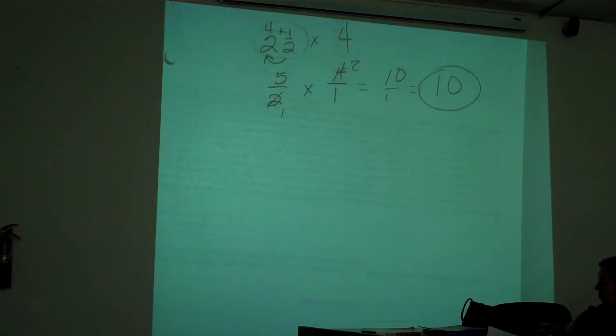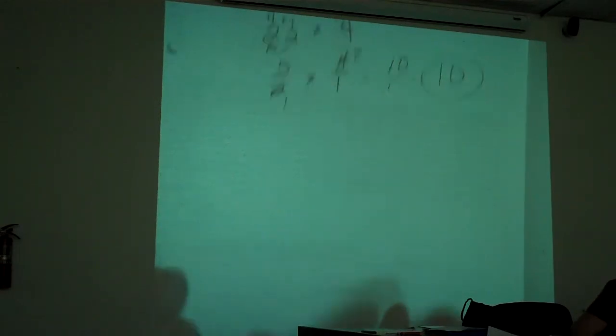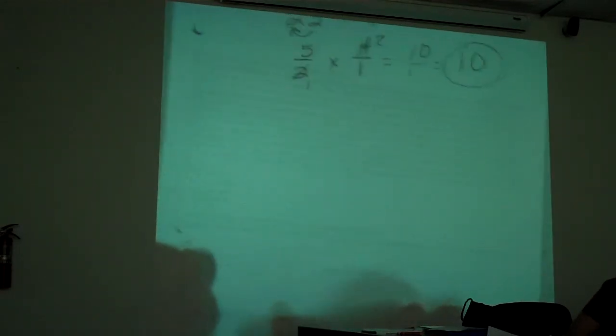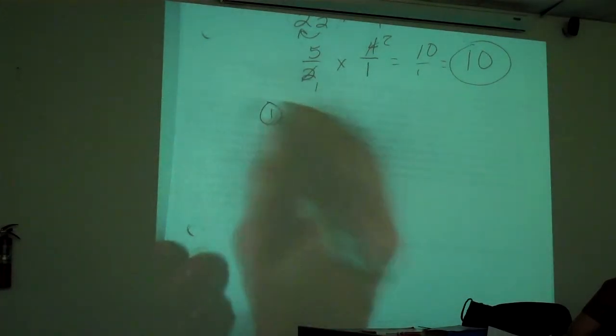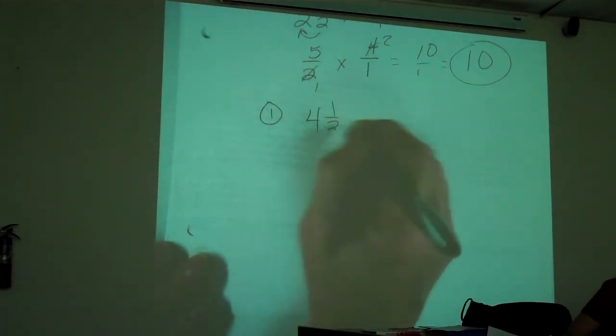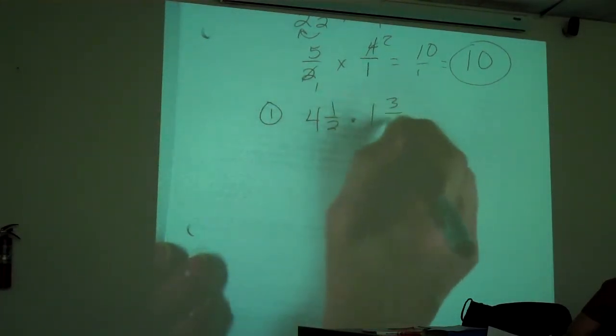It's going to want you to do some estimating too. Why do we have to estimate? It's actually going to be easier than doing this stuff. First estimate the answer, and then it says to do the exact. On number 1, it'll be a lot like number 2. It says 4 1/2 times 1 3/4.